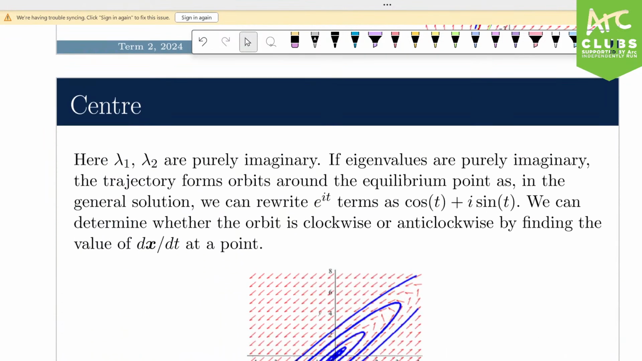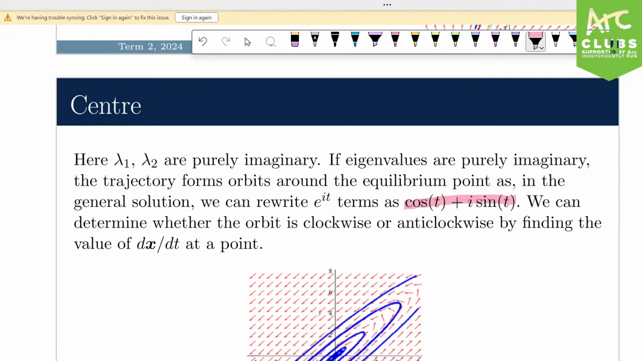So, centers. This is when our eigenvalues get imaginary and we get some really weird stuff going on. If it's purely imaginary, we get these trajectories that form elliptical orbits around our equilibrium point. This diagram here is what it looks like. And it's going to be elliptical because we always have an e to the lambda t. If it's purely imaginary, we're going to get e to the i something, and we can decompose it using Euler's exponential form into cos t plus i sine t. So you're going to get this weird elliptical shape going on.